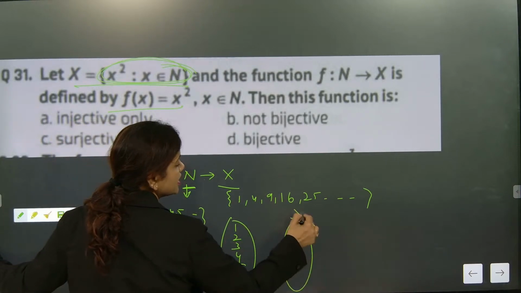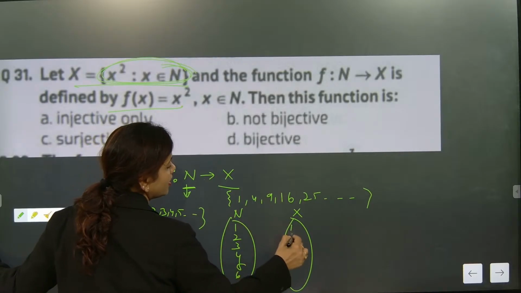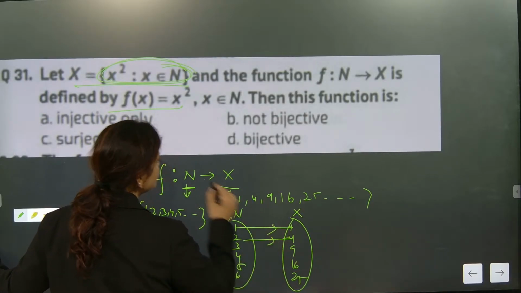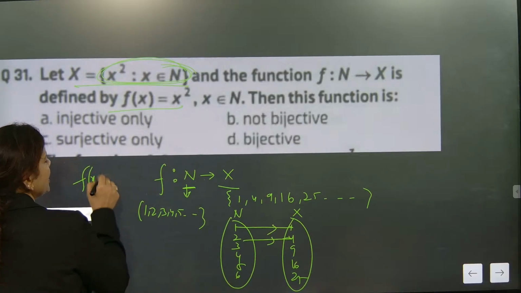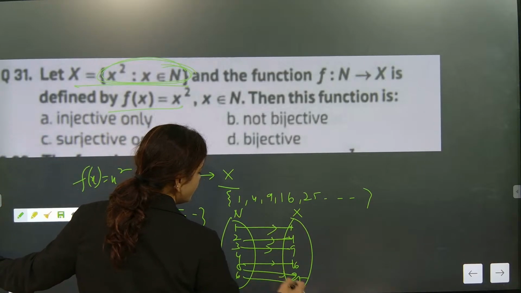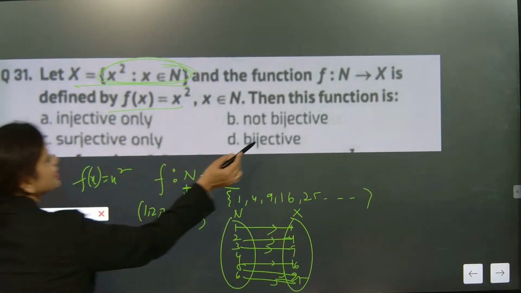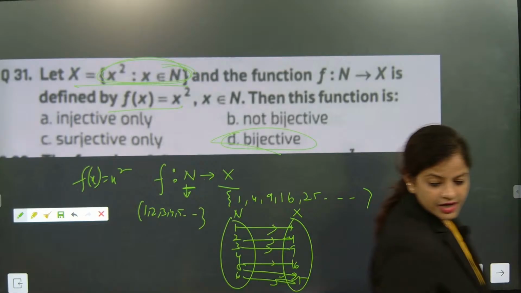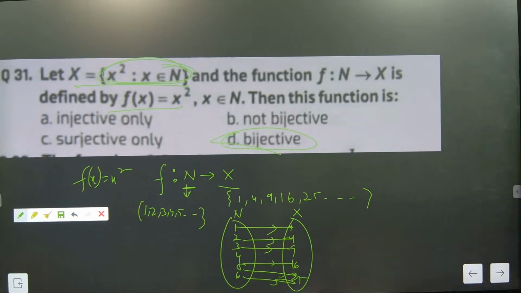And what is x? X is exactly coming as 1, 4, 9, 16, 25. So 100% our function f of x is given as x square. So now what type of function is it going to be? We will not waste too much time. We will say it is a bijective function. Option D is going to be the correct answer. Directly we will say it is a bijective function.